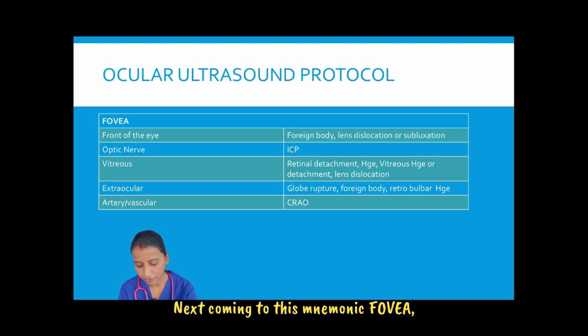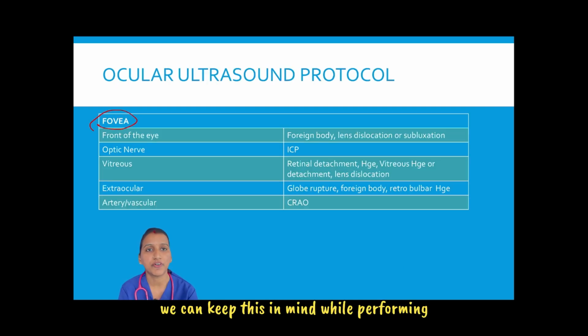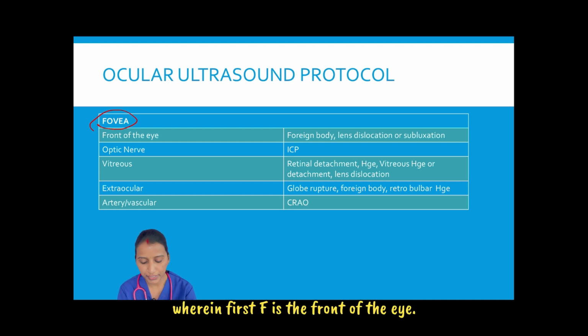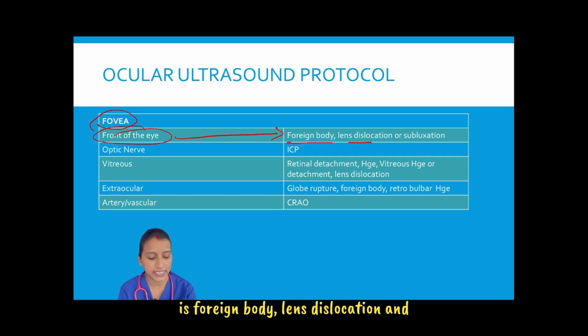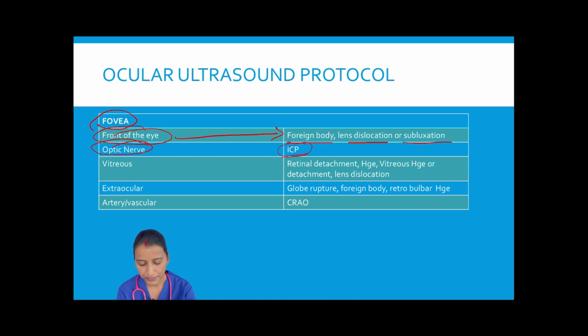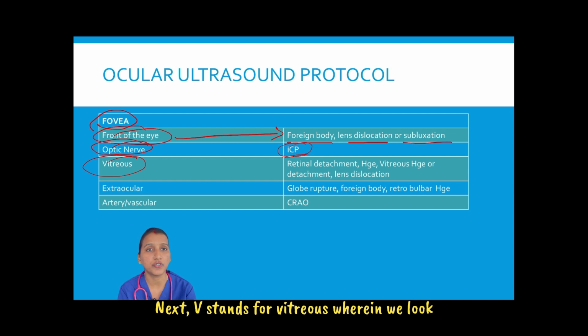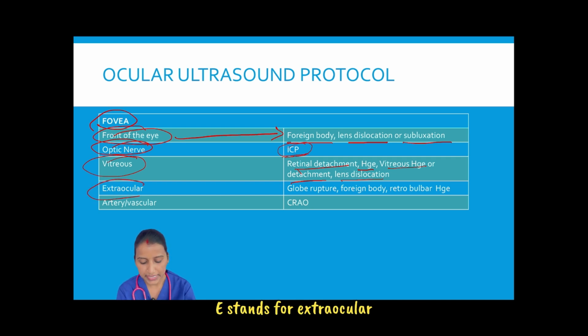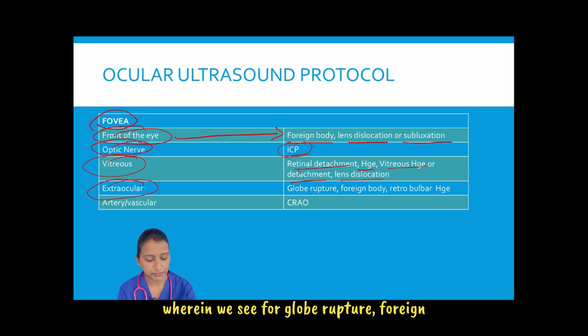Next, coming to this mnemonic, FOVEA, we can keep this in mind while performing an ocular ultrasound. The first F is front of the eye. What do we see in the front of the eye is foreign body, lens dislocation and subluxation. O stands for optic nerve, wherein we look at optic nerve sheath diameter in case of raised ICP. V stands for vitreous, wherein we look for retinal detachment, vitreous hemorrhage, retinal hemorrhage, vitreous detachment and lens dislocation in the vitreous. E stands for extraocular, wherein we look for globe rupture, foreign body, retrobulbar hemorrhage. A stands for artery, where we look for CRAO.